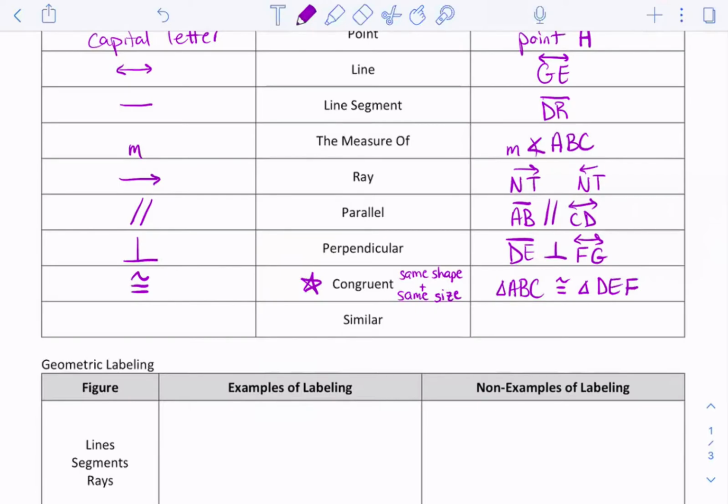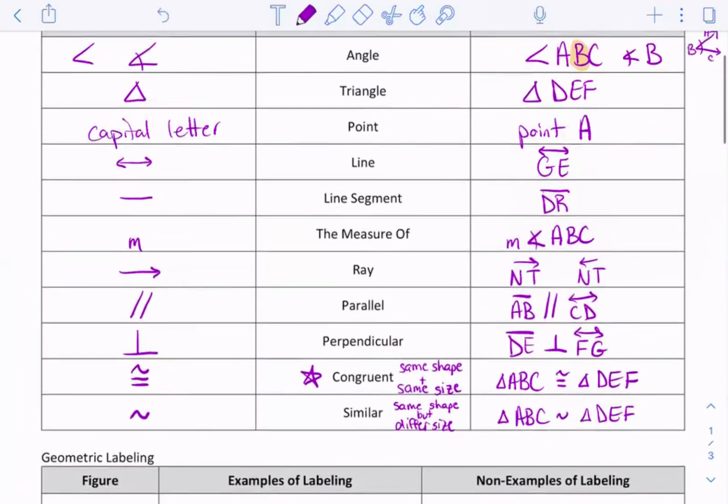Similar is not quite the same size, only the same shape. So it might be like if I have two circles, one's bigger than the other. So that's what it means. The symbol is just the squiggle without the equal. So I might have two triangles, and we could do the same thing: triangle ABC is similar to triangle DEF. So that's how I would notate it.